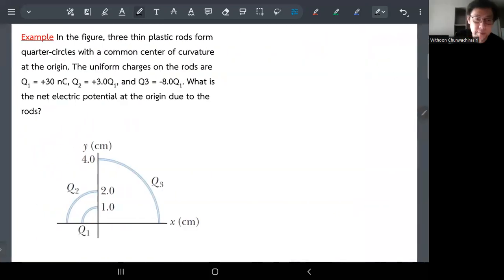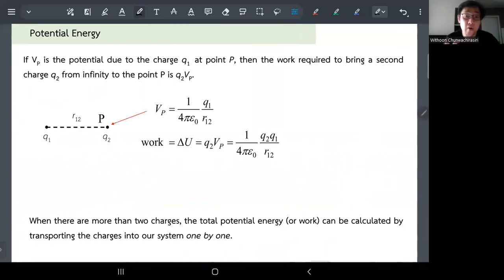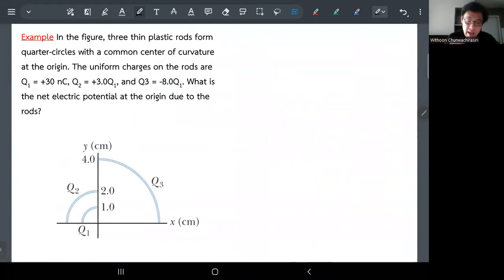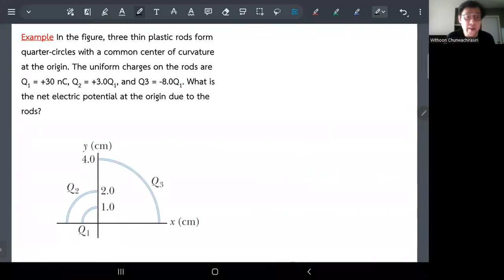The reason I want to finalize today's lecture with this is, well, not totally finalized, but I'm just going to do a final conclusion in terms of the energy at the end. But in terms of the calculation, I think this is the one I want to do to show you how to calculate the potential. So in this figure, it's just an extension from this one. Let's say you have 3 thin plastic rods forming quarter circles with a common center of curvature at the origin.